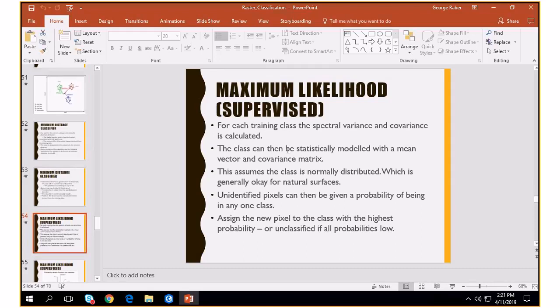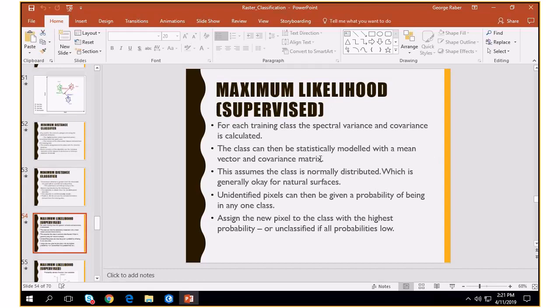The class can then be statistically modeled with a mean vector. All that means, what's a mean vector? That sounds like some complicated math term, but we have more than one mean. We have the mean for band 1, the mean for band 2, the mean for band 3, the mean for band 4, the mean for band 5, and so on, if we have 5 bands. So the mean vector is the mean for each of the bands. And we need to calculate the mean for each band in order to figure out how far away every pixel is from each band. Okay.